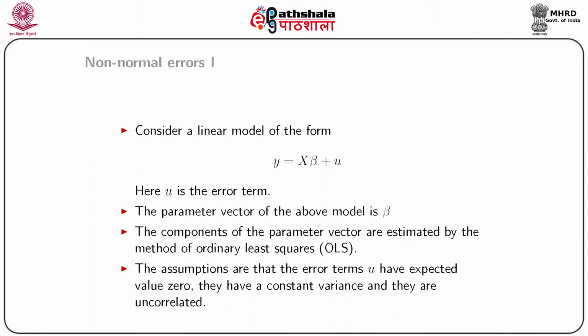Now the components of the parameter vectors are estimated by the method of ordinary least squares, and this is when we have a linear model that satisfies all the assumptions that are made. The assumptions are that the error term u has expected value 0 and a constant variance, that is, they are homoscedastic, and we also assume that the error terms are uncorrelated, which means there is no autocorrelation.